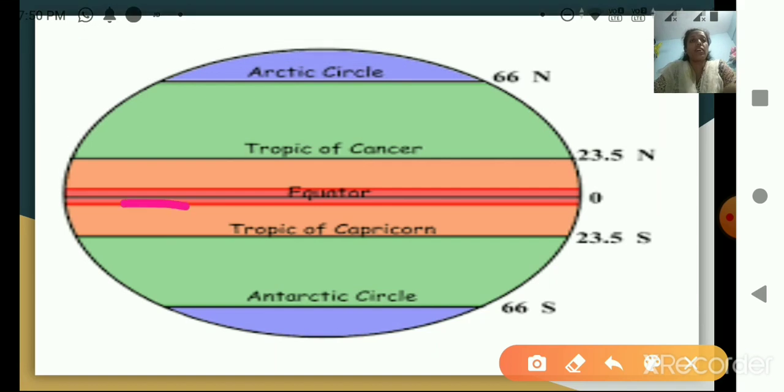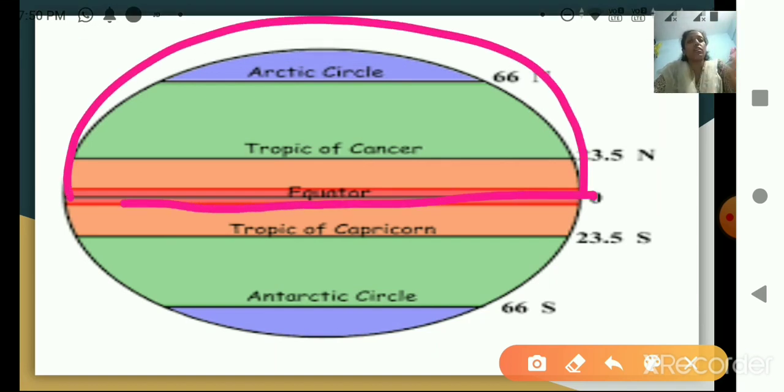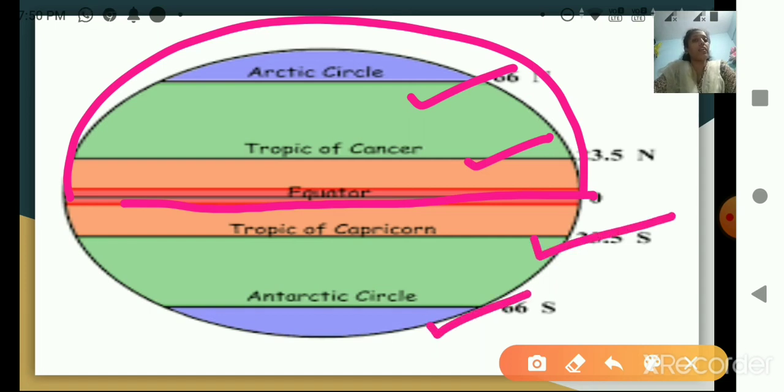Okay, this is the equator. Above the equator, that is in the northern hemisphere, we have Tropic of Cancer and then Arctic Circle, and below the equator, that is towards the south, we have Tropic of Capricorn and Antarctic Circle.